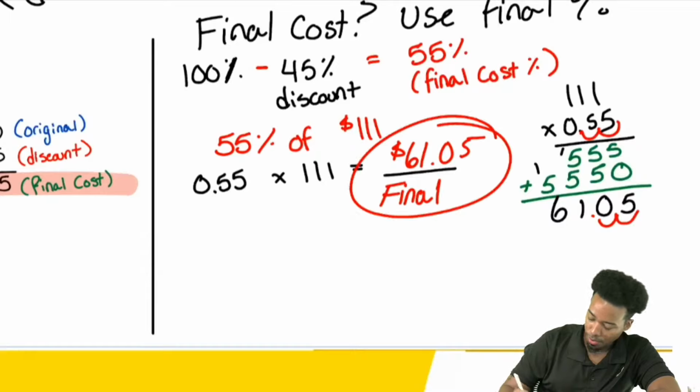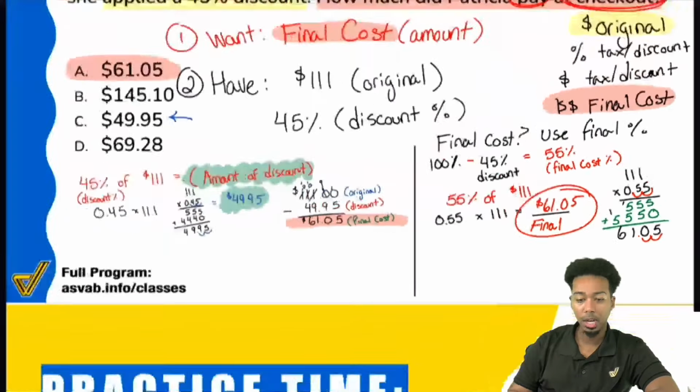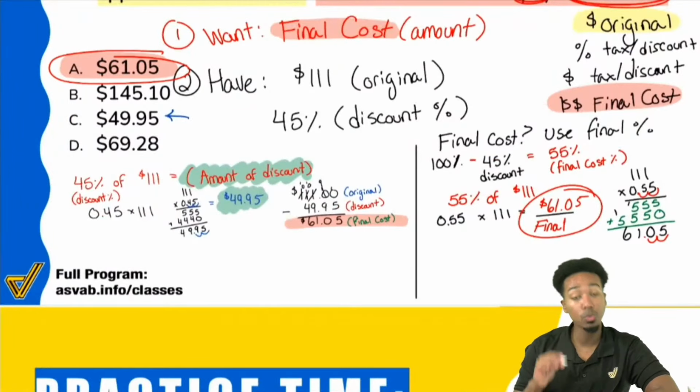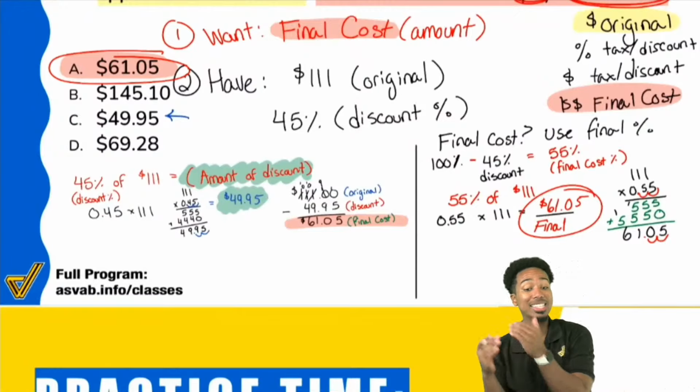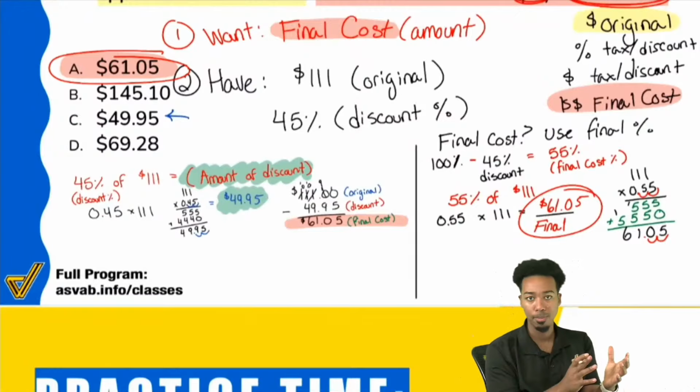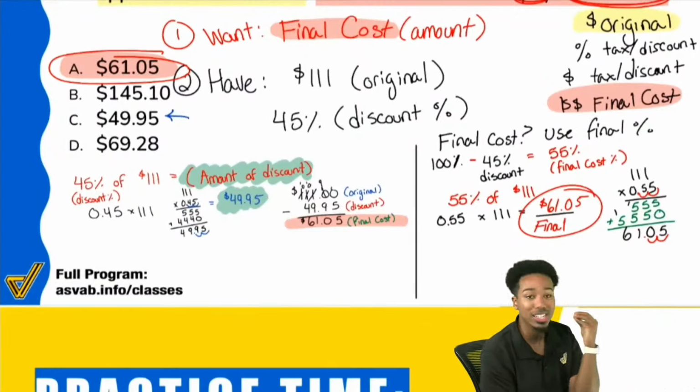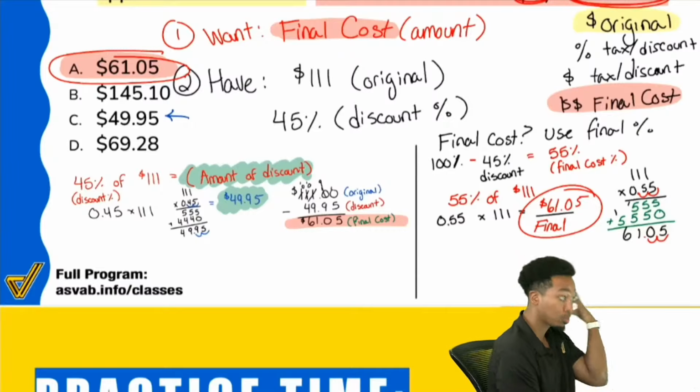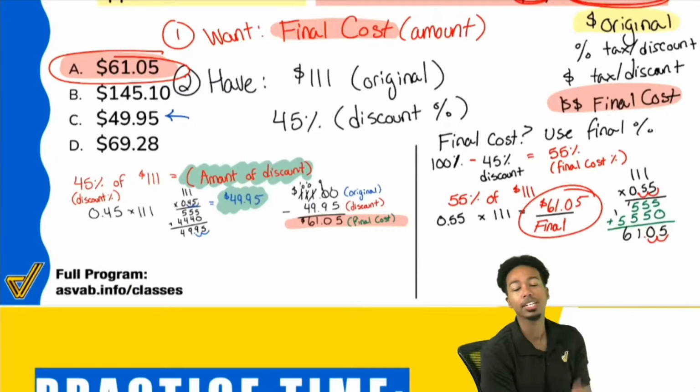That's your final. And look at that. We got it done in one step, as opposed to accidentally calculating the discount amount and then having to realize that we have to subtract the discount amount to get the final amount.